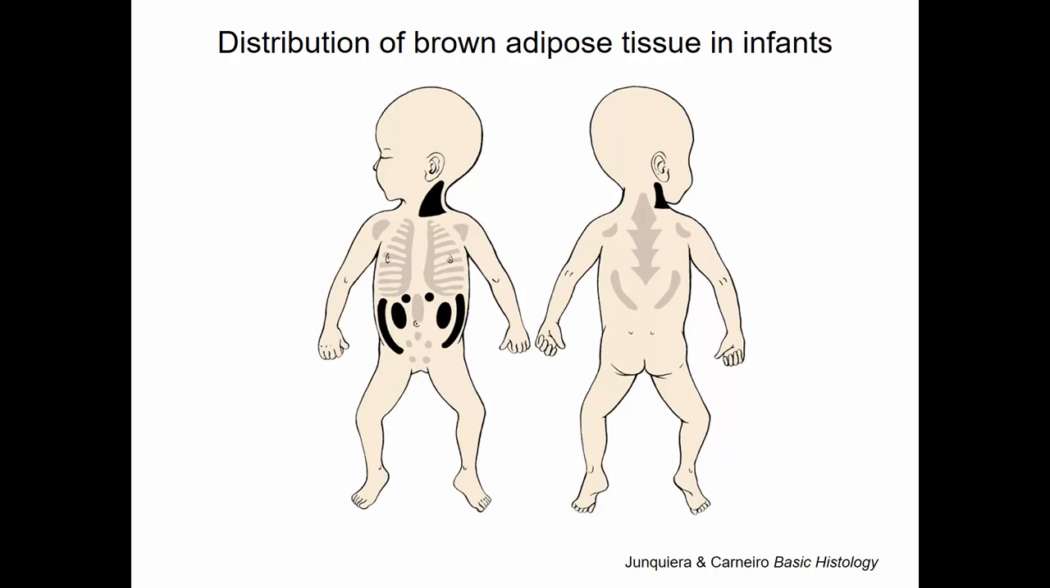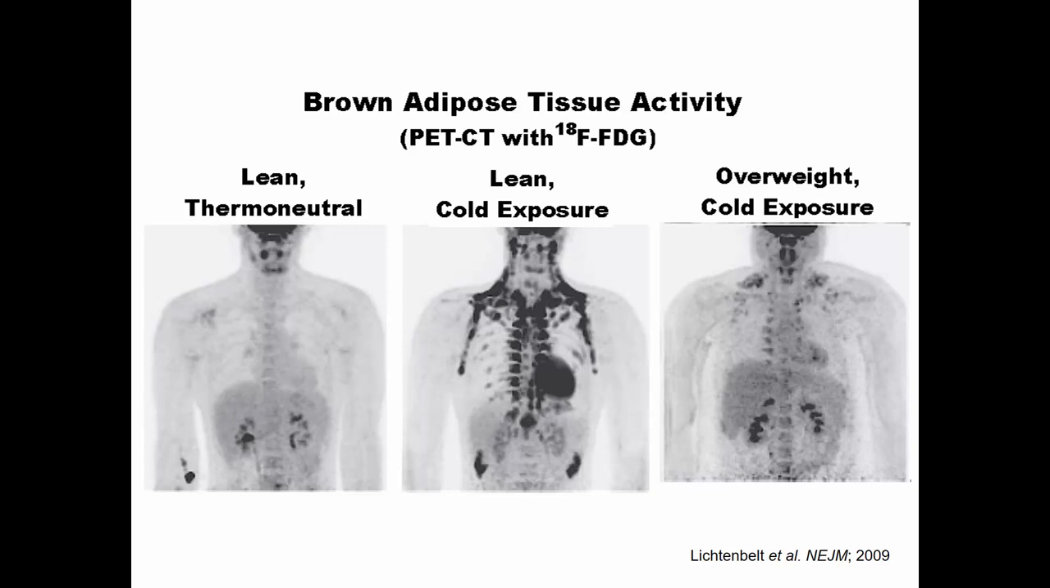The lighter areas are partial deposits, the kind of dilute deposits of brown fat, and the dark areas, the black areas, are high concentrations of brown fat, but it's all brown fat. So here's an experiment, two different people. This is a lean person under thermoneutral conditions, and we're looking at PET scanning, and where it shows up dark is where there is brown fat tissue activity, okay? And here's a lean person exposed to cold.